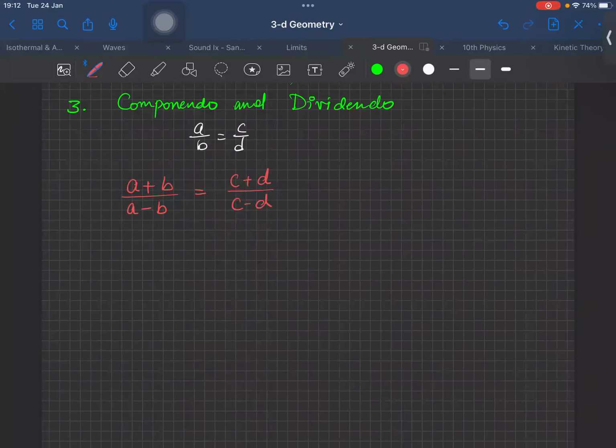This is just a Latin name, componendo, dividendo, that's it. These names are in Latin, so it is always true.